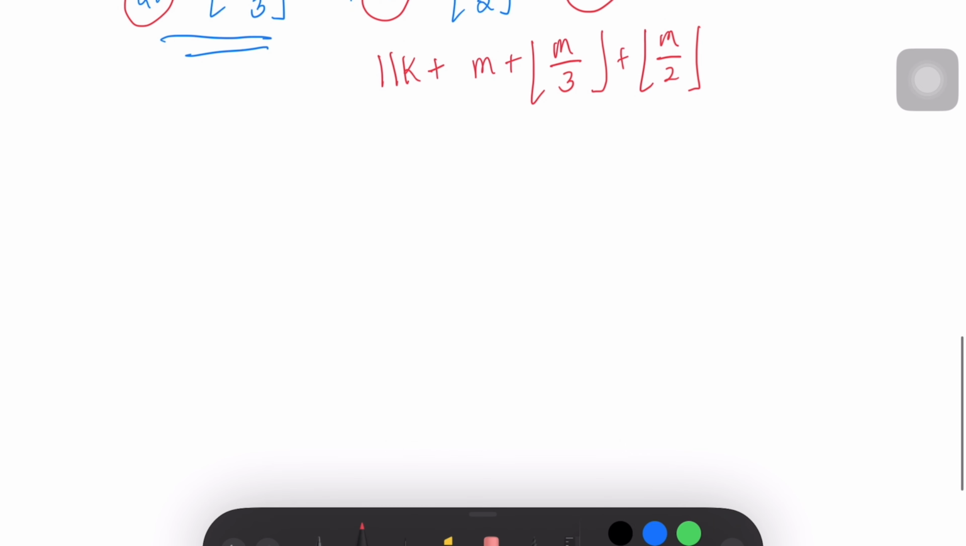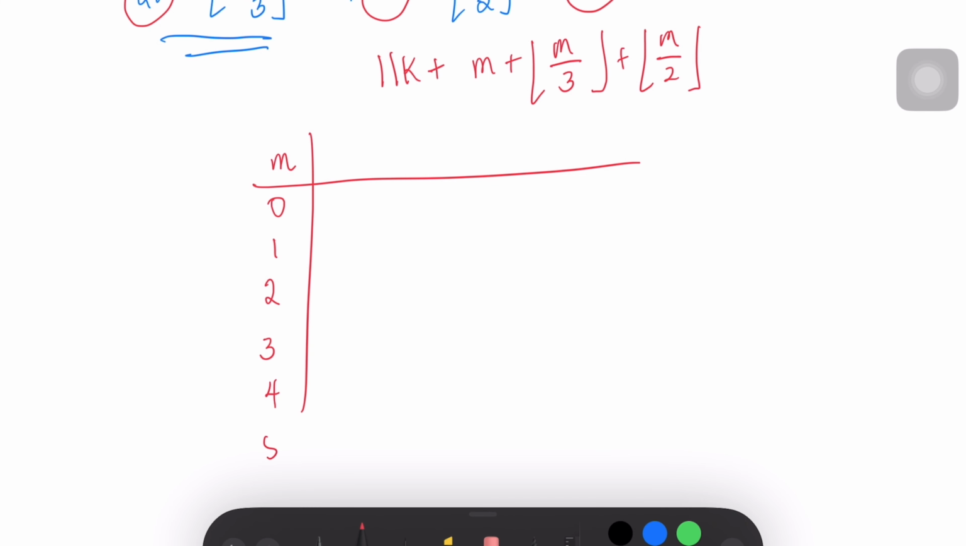So let's say the column here is for the value of m. So that's 0, 1, 2, 3, 4, and 5. And here we have m. Then here is m over 3, and then m over 2. For m here, we'll just copy these values. This is just the value of m.